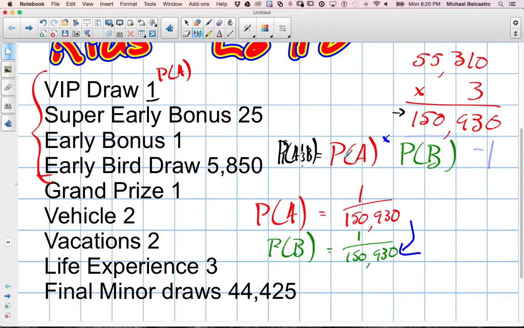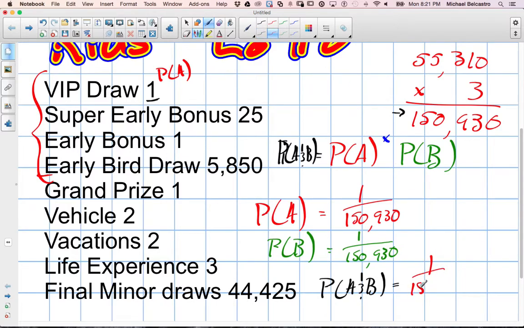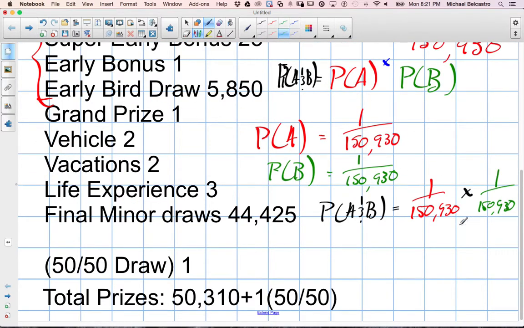And that would change the probability of event B happening. Okay? So the probability of individual events, we have them as our fractions. The probability of A and B, okay, is obviously 1 over 150,930 times 1 over 150,930. Ridiculous numbers. I'm just going to tell you, when we multiply fractions, we're looking at 1 over, and because these values are the same, squared. I'm just going to put it as a value squared.